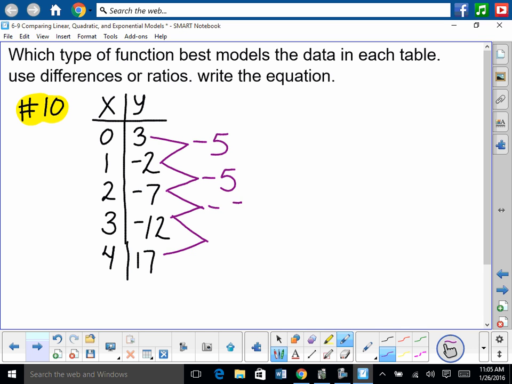What's -12 minus -7? -5. And then 17, no, this is actually a -17. Sorry, that was a typo. So on your table, this should have been a negative. My bad. So now we're doing -17 minus -12, and we get -5, right? Now look, we took differences once, it came out to be the same. Therefore, we know it's linear.